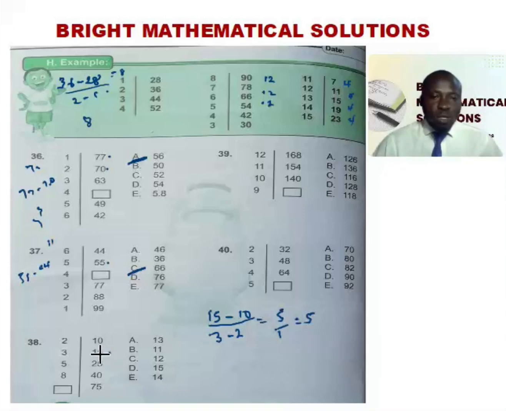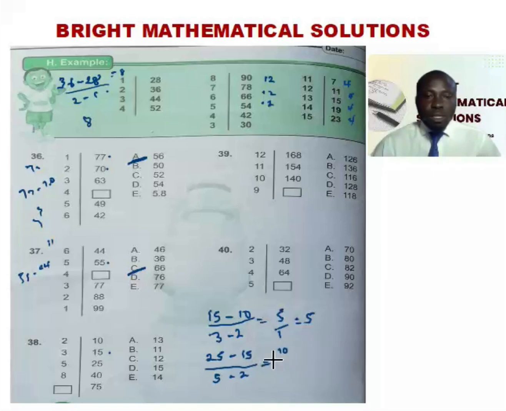Let us take the next one. 25 and 15. 25 minus 15 all over 5 minus 3, sorry. The resultant for 15 is 3. And the 5 minus 3, that is 2. So this is 5. So it is still a series because it still follows the same pattern.